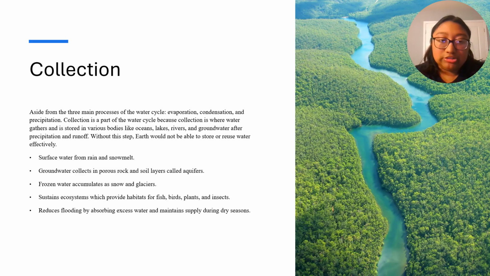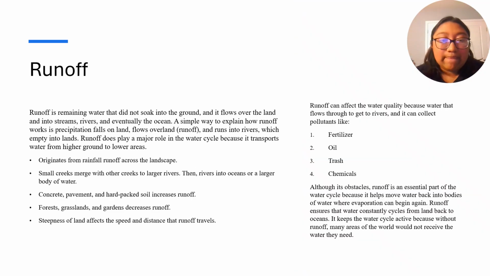Surface water comes from rain and snowmelt. Groundwater collects in porous rocks and soil layers called aquifers. Frozen water accumulates as snow and glaciers. Wetland ecosystems provide habitats for fish, birds, plants, and insects, reduce flooding by absorbing excess water, and maintain supply during dry seasons.